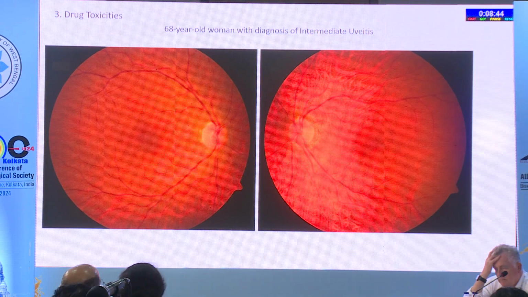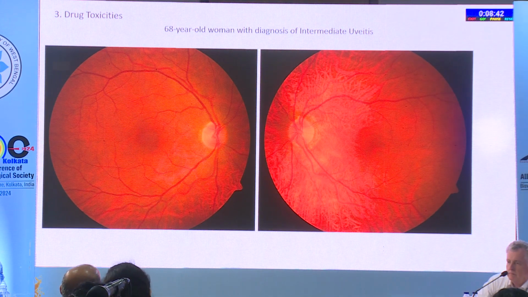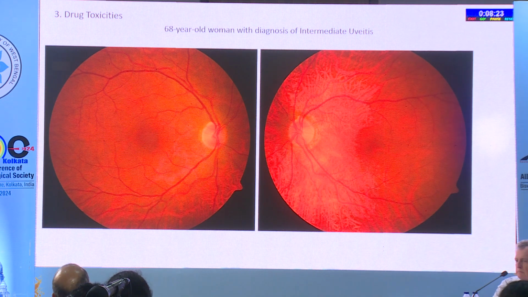Drug toxicities, this is what I wanted to highlight. There are two kinds of things. One is the drugs induced uveitis. The second is the drugs cause toxicities which can be confused with uveitis. Now this is a 68-year-old lady. She was diagnosed as intermediate uveitis in Canada and was being managed with immunosuppression.